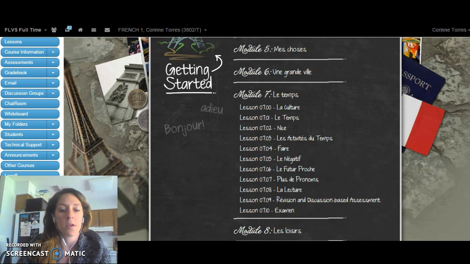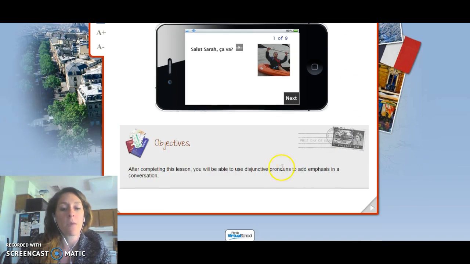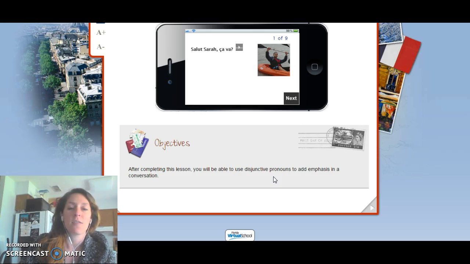So let's start with 707. Plus de pronouns. A little bit more pronouns you're going to be learning about. You're going to learn how to use disjunctive pronouns to add emphasis in a conversation. All it means is relaying the fact that someone is doing something. So just really emphasizing that they are doing it.